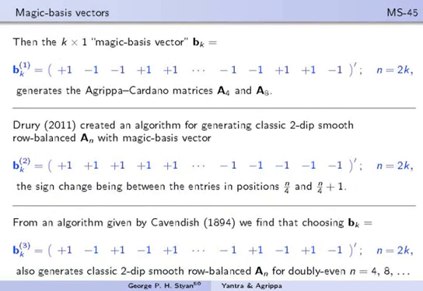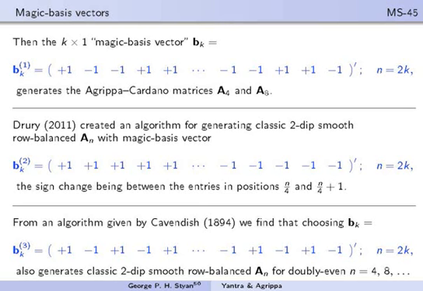We have found 3 generators that work. There may very well be others, but we don't know them at this time. An open question and I guess an exercise for the students among you. The first one, which generates the Agrippa-Cardano matrices, takes +1, 2 minuses, 2 pluses, and so on, up to the very end, which is a minus.